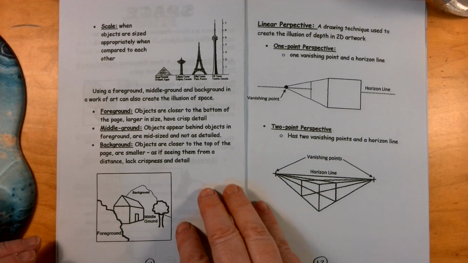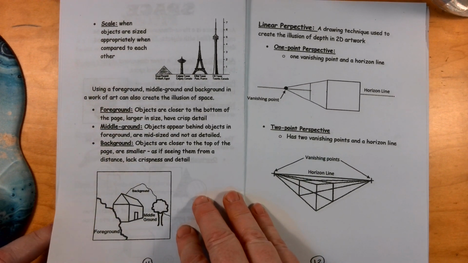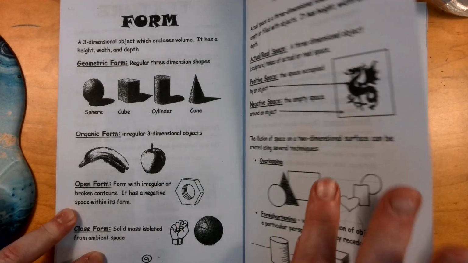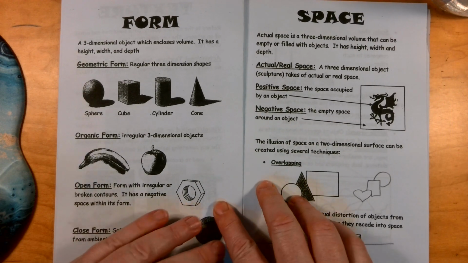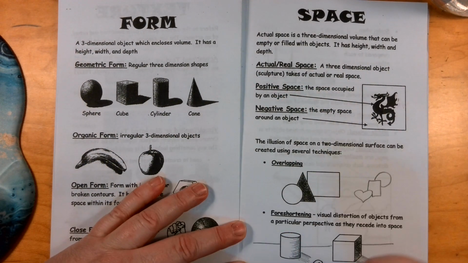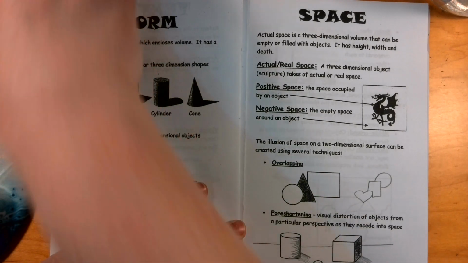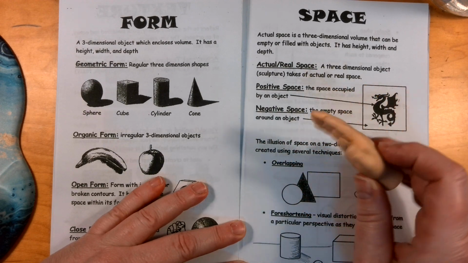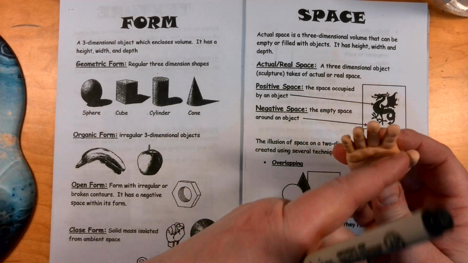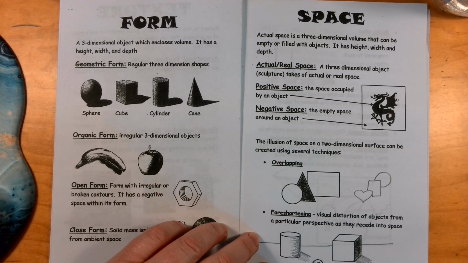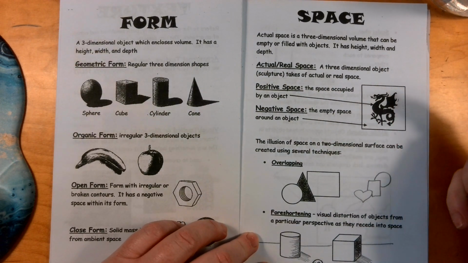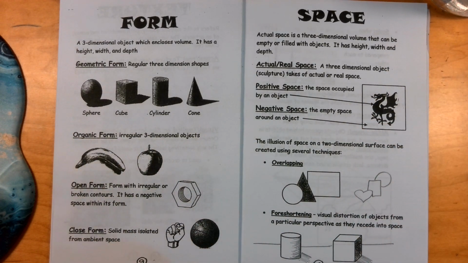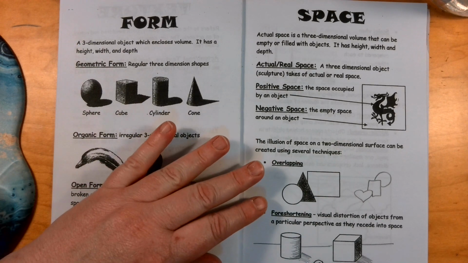Today we're going to continue talking about creating space, and especially creating space on a two-dimensional flat surface to make it look three-dimensional. Now we started talking last time about actual or real space, and that is when you have an actual three-dimensional object, and the positive space would be the object, the negative space would be the air around it. When we're talking about a flat surface, the positive space is our object that we drew, the negative space is the space around it. Now, there are techniques we use to make that look three-dimensional.